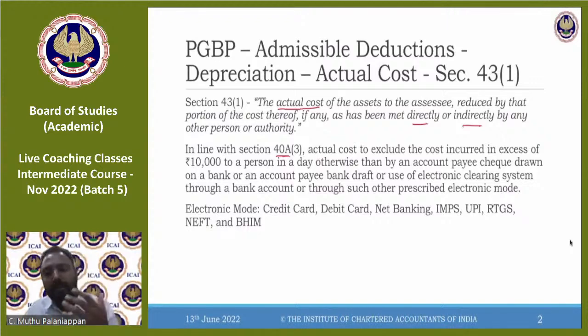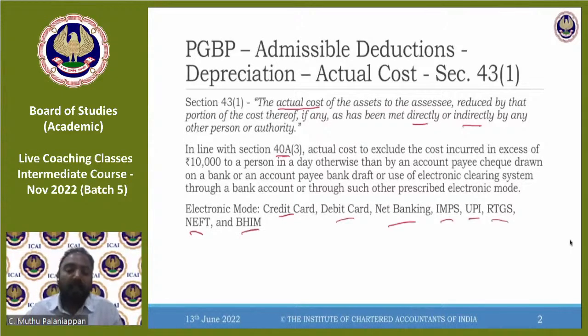What are the prescribed electronic modes? You have credit card, you have debit card, you have net banking, you have IMPS, that is immediate payment service. Then you have UPI, that is unified payment interface. Then you have RTGS, which is real-time gross settlement. You have NEFT, National Electronic Fund Transfer, and then you have BIM. I guess it's Bharat interface or something. So BIM is also a kind of UPI payment. So all these mechanisms are the prescribed electronic modes.